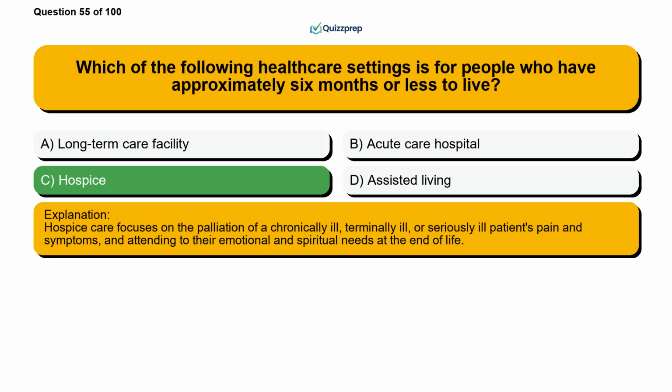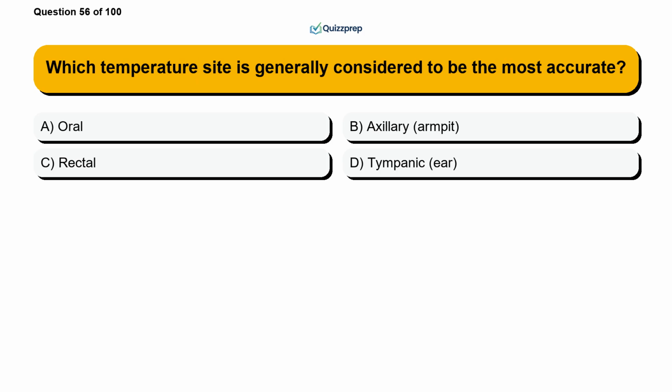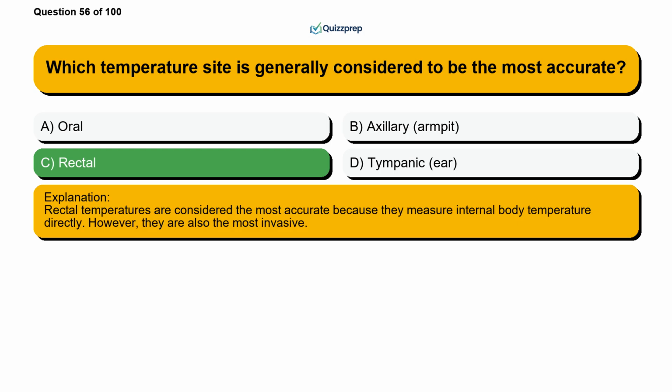Question 56. Which temperature site is generally considered to be the most accurate? Option A, oral. Option B, axillary, armpit. Option C, rectal. Option D, tympanic, ear. The correct answer is option C, rectal. Rectal temperatures are considered the most accurate because they measure internal body temperature directly. However, they are also the most invasive.